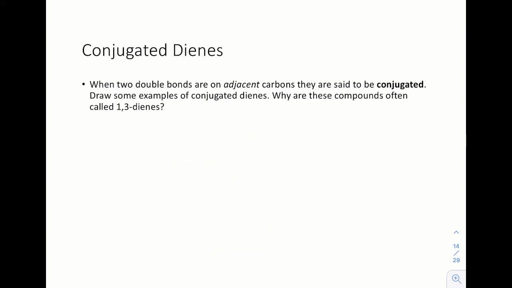Let's restate here that when 2 double bonds are on adjacent carbons, so there's a double bond on carbons 1 and 2, then on the adjacent carbon, carbon 3, there is another double bond. So that's what I mean by adjacent carbons. Those double bonds are said to be conjugated. So by conjugated, we mean connected, related to one another in the same pi system.